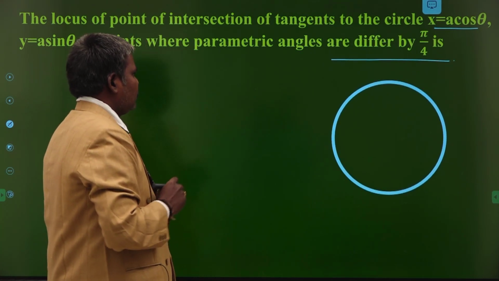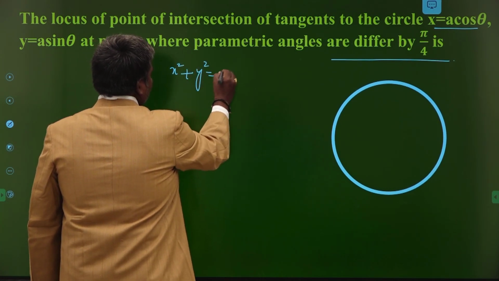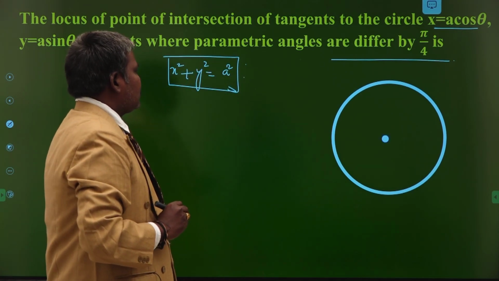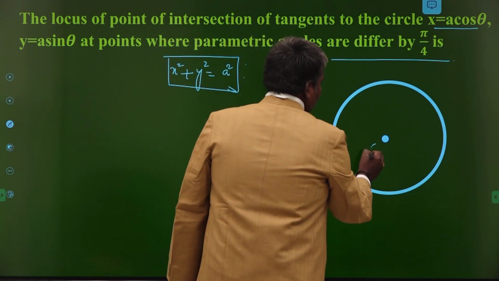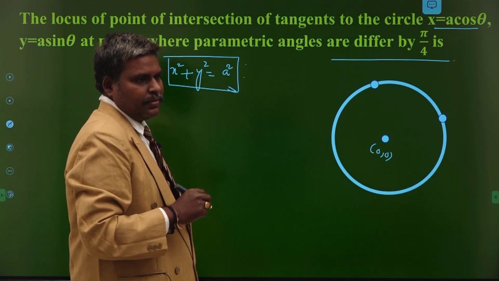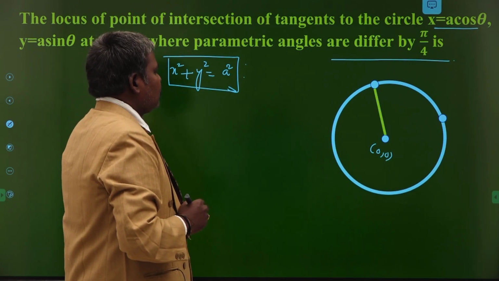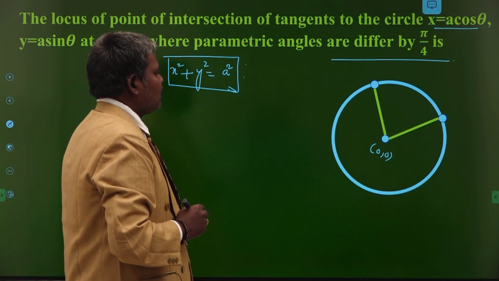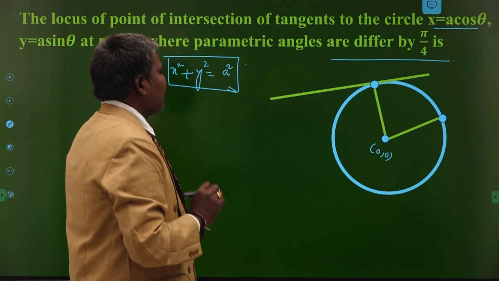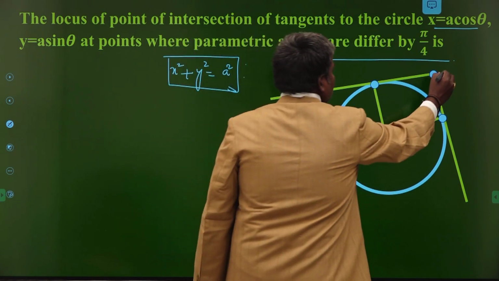This is the circle, x square plus y square equal to a square. Am I correct or not? By eliminating theta itself, we get x square plus y square equal to a square. This is the equation of the circle. This is the center of the circle. What is your center? 0, 0. These are the 2 points on the circle whose parametric angles differ by pi by 4. Am I correct or not? This is the line joining the center to that point. This is the line joining the other point to the center. Now we are drawing the tangents at those points. We have to find the locus of this point P.